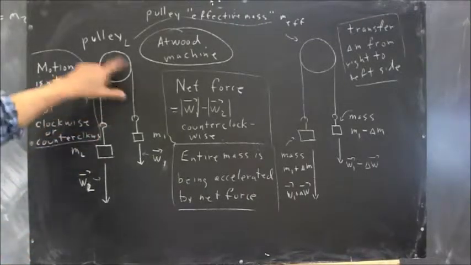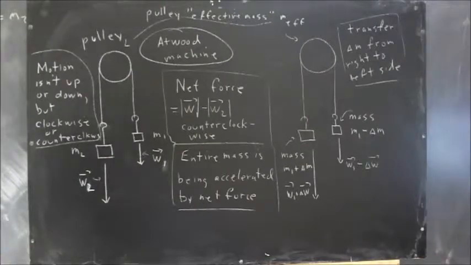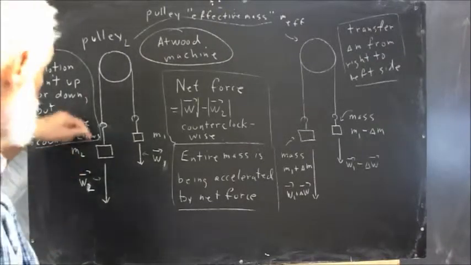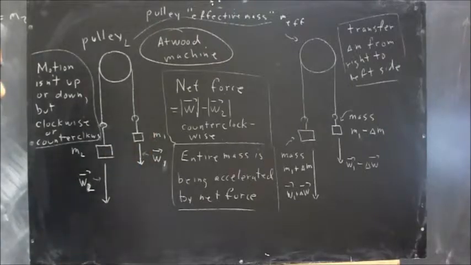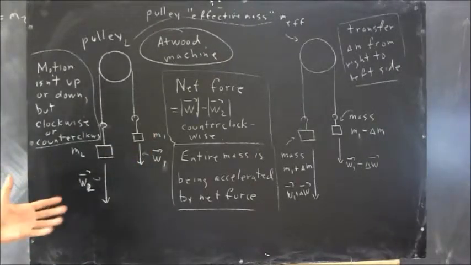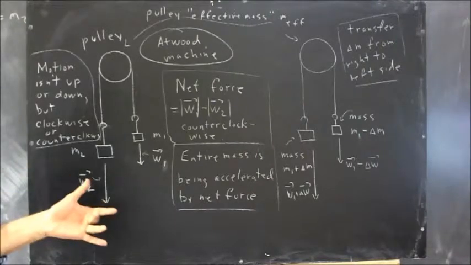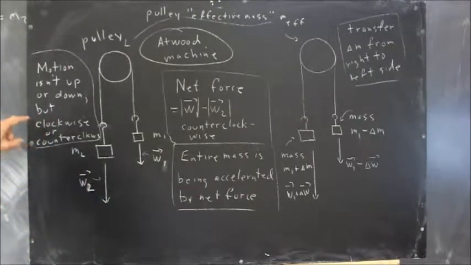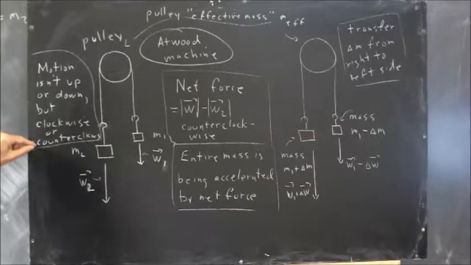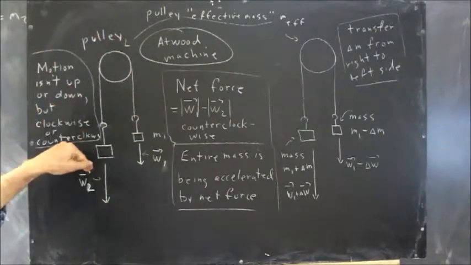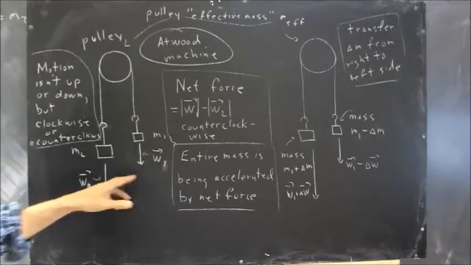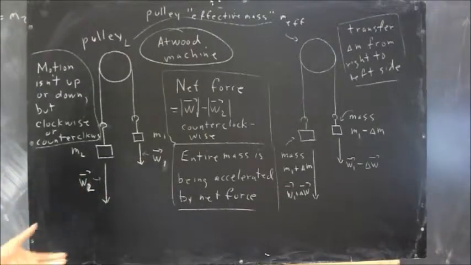Okay, so now what about the motion of an Atwood machine? There are several important things you've got to know about it. In the first place, the motion of the system is not up or down, because if one side of the system is going down, the other side is going up. You don't have motion solely in one direction or the other. The motion of the system is going to be characterized by whether it's clockwise or counterclockwise. If things tend to rotate counterclockwise, then we would generally take that as a positive rotation.